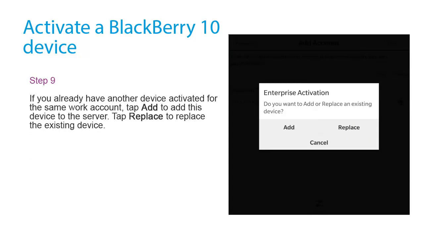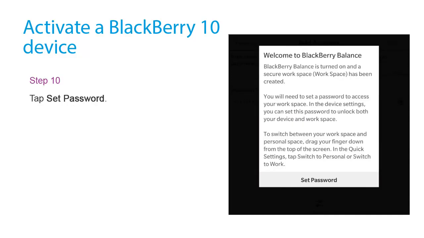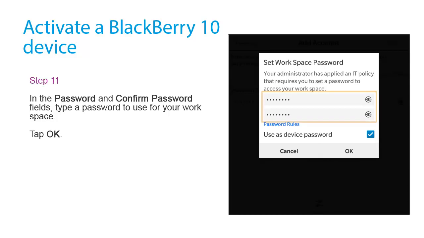If you already have another device activated for the same work account, tap Add to add this device to the server. Tap Replace to replace the existing device. Tap Set Password. In the Password and Confirm Password fields, type a password to use for your workspace. Tap OK.